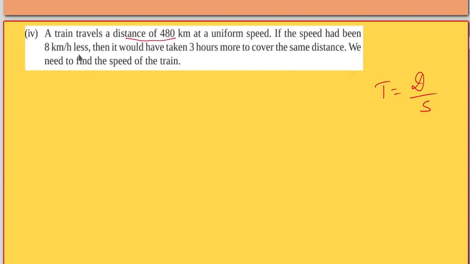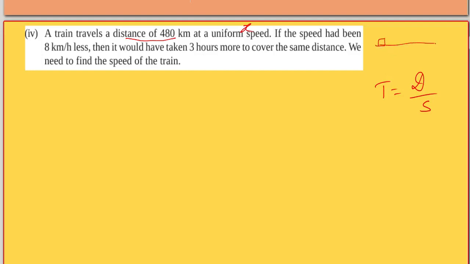If the speed had been 8 km per hour less. How much the speed is, is not given, so we can assume it as x. If it is 8 km per hour less, then it would have taken 3 hours more. If the speed is reducing, time will increase, no? If the speed of the vehicle reduces.